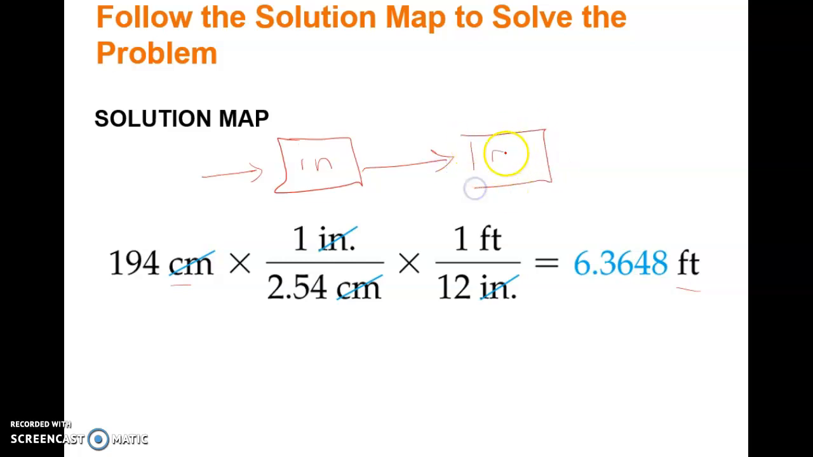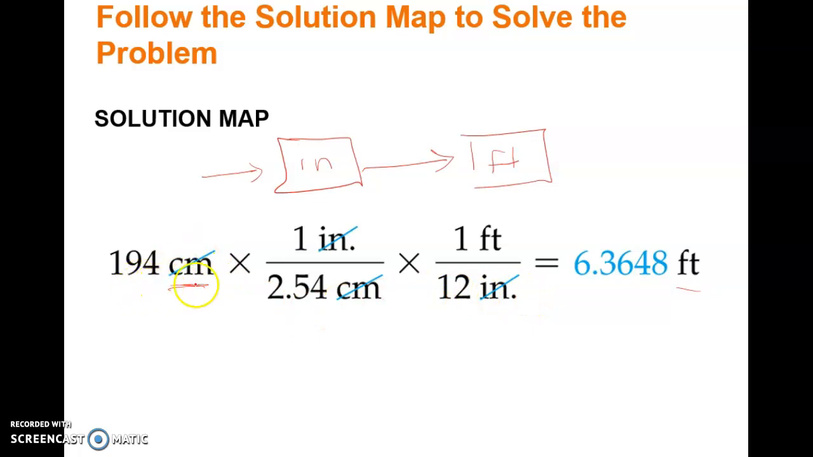To go into feet. So if it helps you to put little blocks to go, okay, how am I going to get where I need to go with the conversions that I'm given? This is a really good process to go through. But basically, you just want to start with what you're given and use conversion factors all the way down to get what you're looking for.